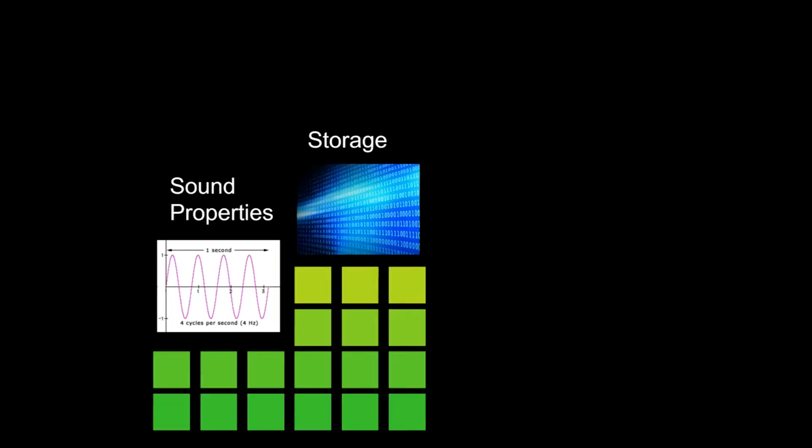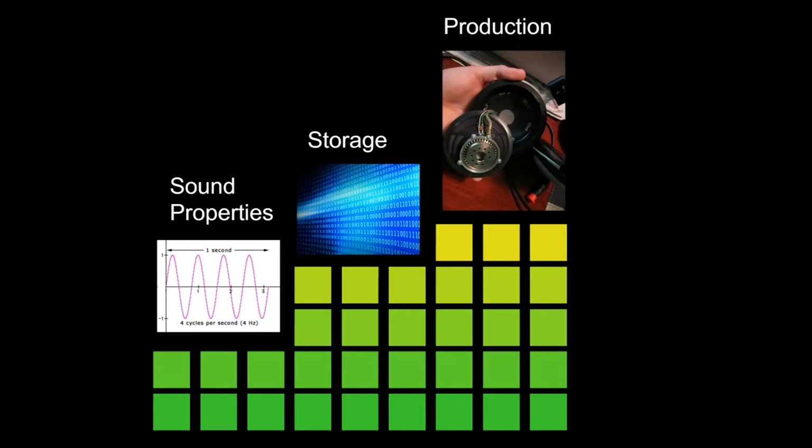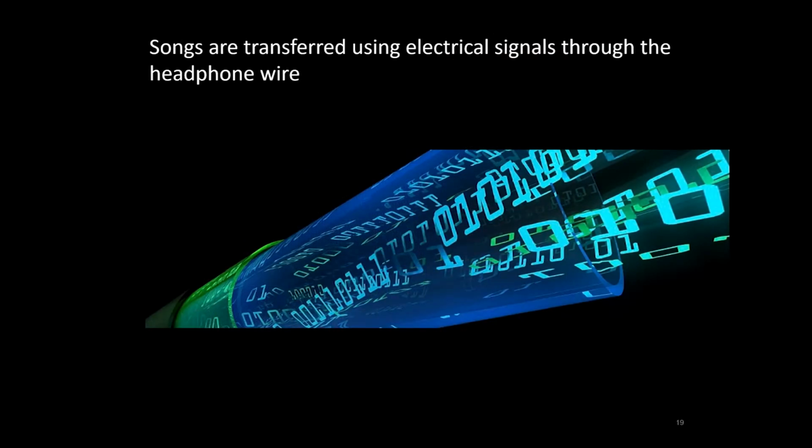Now that digital sound has been stored, the next step is to produce it. Sound players have to take the stored binary data and convert it to electrical impulses. These electrical impulses have the same frequency as the desired sound and the same amplitude pattern. So how do speakers produce sound?